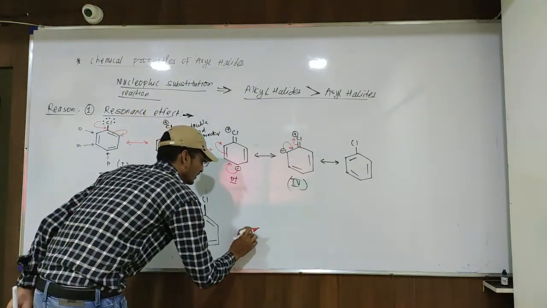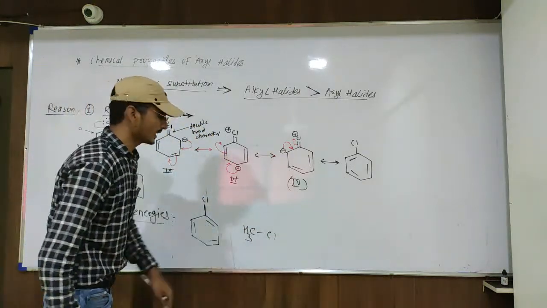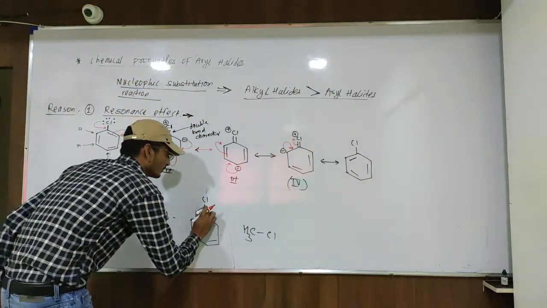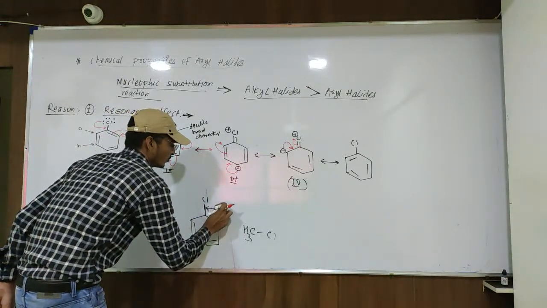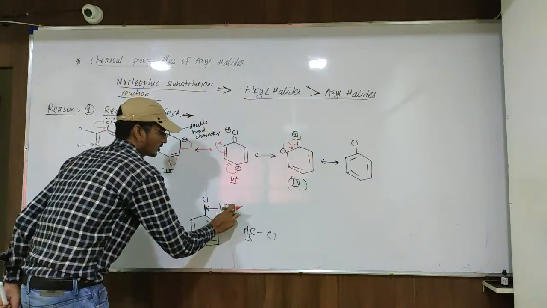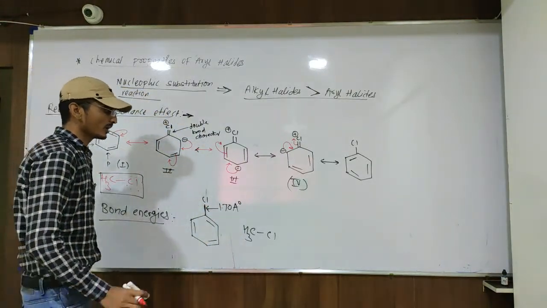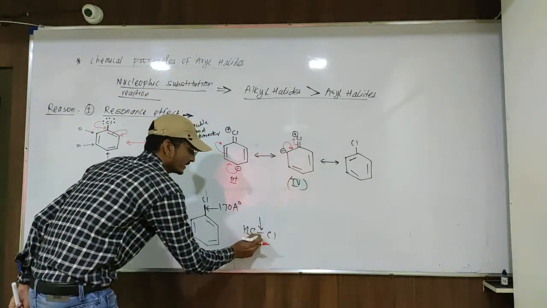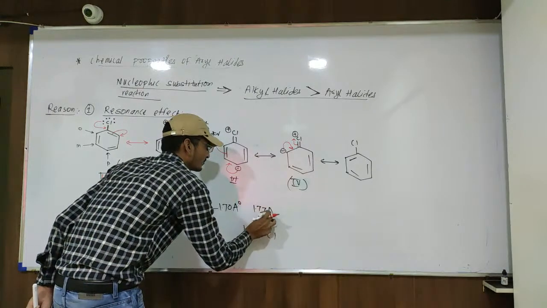So these are two examples. In these two, one is aryl halide and the other is alkyl halide. In the case of chlorobenzene, the C-Cl bond length is 1.70 angstrom, and in the case of methyl chloride, the C-Cl bond length is 1.77 angstrom.